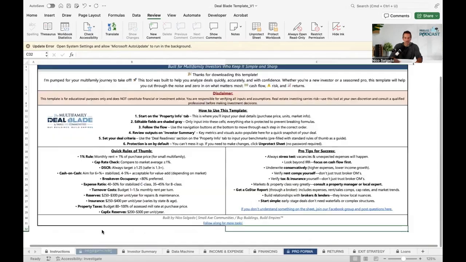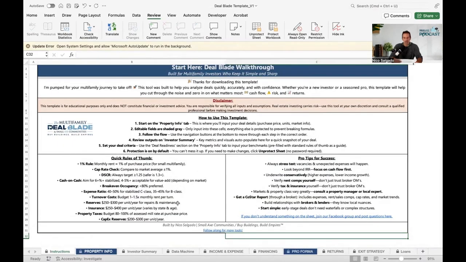Let me go back to the instructions sheet. So you follow the flow of this. It's going to give buttons at the bottom of every tab, and it's going to show where to go next. And it's going to take you to the next step, so you don't have to worry about where to go next.